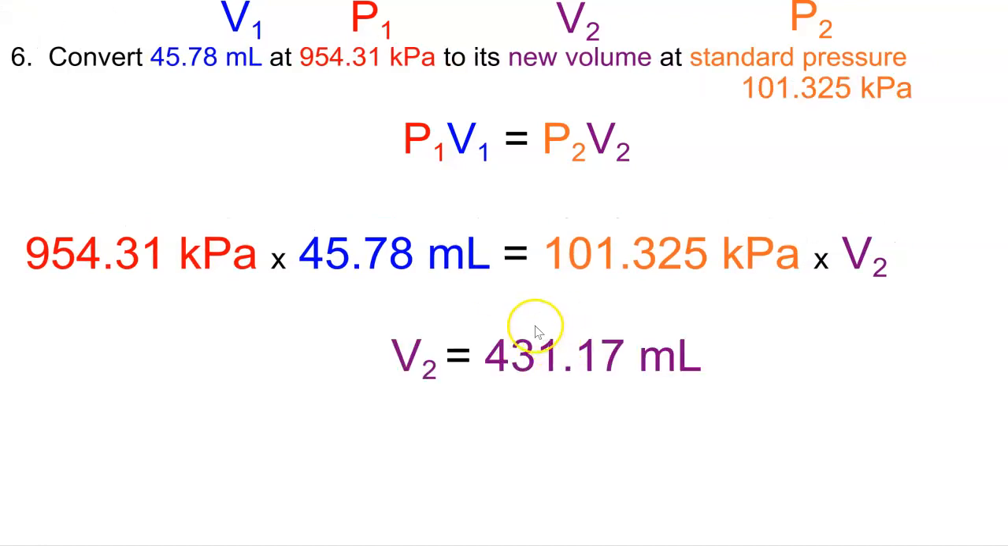So take a moment to see if you can get 431.17, and the unit would be milliliters. Okay, so what I wanted to just remind you about here is that you need to have a generic formula, numbers with units plugged in, and an answer with units. So this is the modeling I expect you to use and the way I expect you to set up the problems in your own practice. All right, let's go on to question 7.